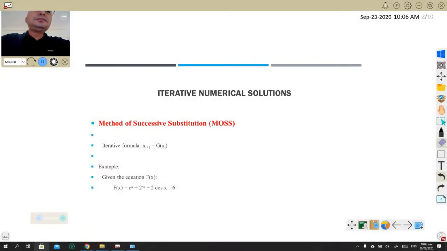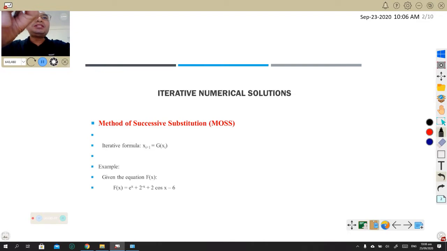Good morning, everyone. Our first topic on numerical methods is on iterative numerical solutions. And under this topic, we have the first method: the method of successive substitution, or the MOS. MOS is one of the methods to solve for the root of the equation using the iterative formula x sub i plus 1, or the next value of x, equals g of x.